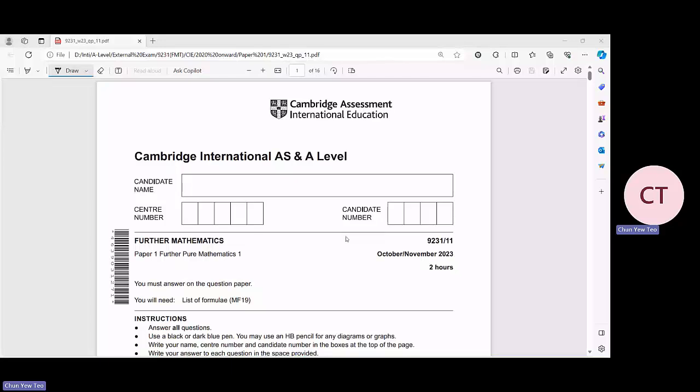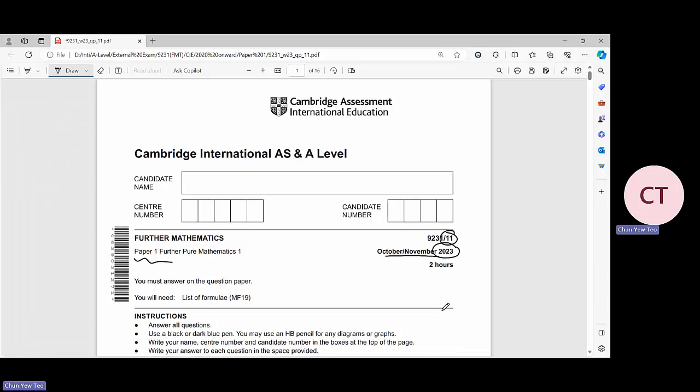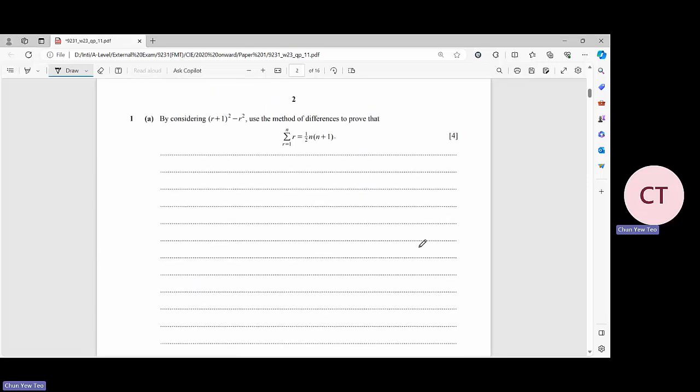Discussions of the past year questions. In this video, we shall take a look at the Further Maths Paper 1, October/November 2023, Paper 11. Let's take a look at the first question.